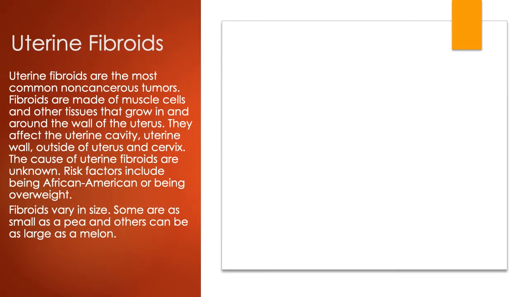All right, next let's talk about uterine fibroids. Fibroids are the most common non-cancerous tumor. They are found inside and sometimes on the outside of the uterus. They are made of muscular cells and other tissues. Some of the risk factors can be being overweight. Fibroids do come in different sizes. They can be as small as a pea, and some can be even as large as a melon.